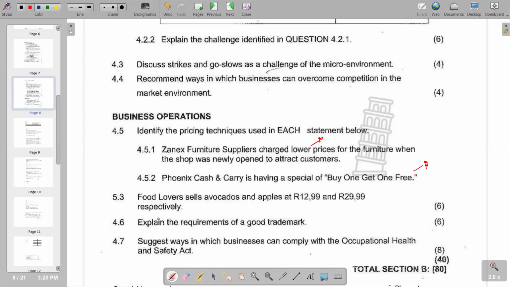And then we go to the next one, which says Food Lover sells avocados and apples at 12 Rand 99 and at 29 Rand 99 respectively. So you see that the pricing that we have at 12 Rand 99 is almost 13 Rand, 29 Rand 99 is almost 30 Rand. So basically, the customer sees it as if it's 12 Rand, but obviously this is 13 Rand. It's only a difference of 1 cent. So this is psychological pricing. So these are the pricing techniques that we have there.